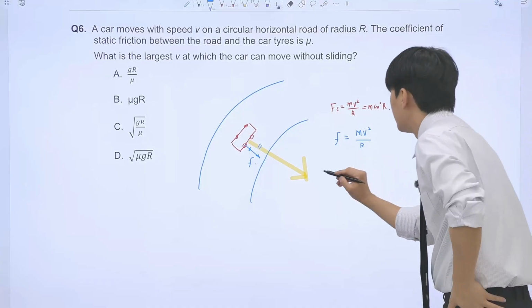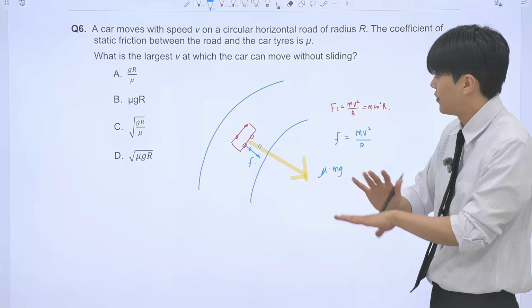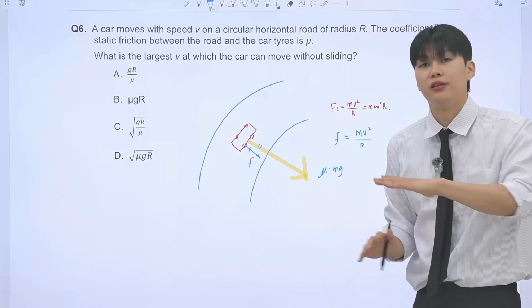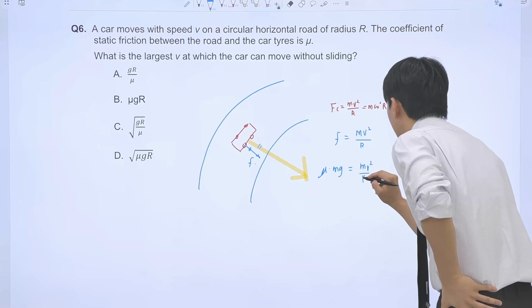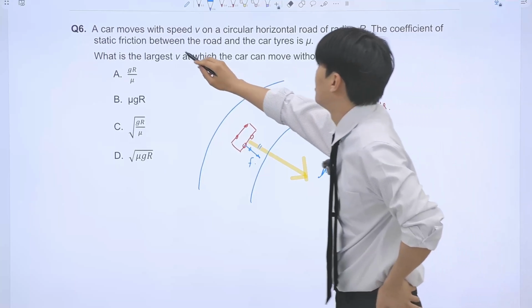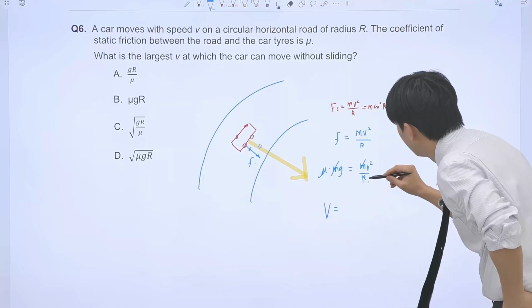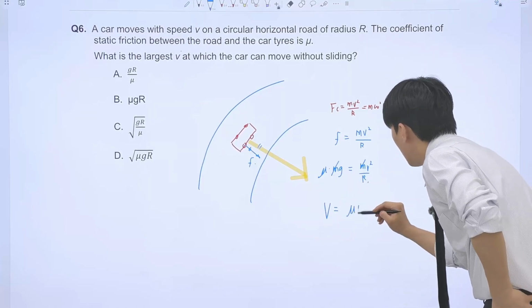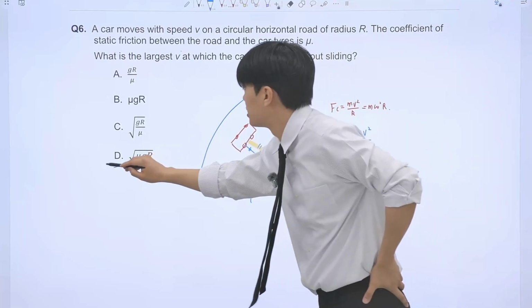Our friction is mu times normal force. In that case, it's just mg, because that's a flat surface. We don't have to care about the angle there, right? So that equals mv squared over r. So the m cancels out, and what they want is the largest v. So let's make v equal, okay, that's the square root of mu r g, which is D, okay?